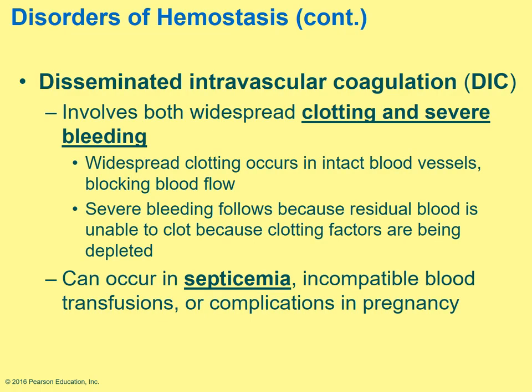Disseminated intravascular coagulation, or DIC, is where you have both widespread clotting and severe bleeding. You're having both. So you tend to have widespread clotting that occurs in intact blood vessels that have not been damaged. That's going to block blood flow. You may also have severe bleeding because residual blood is not able to clot because the clotting factors have all been depleted in forming the blood clot that wasn't necessary. This is seen in septicemia, sometimes with incompatible blood transfusions.